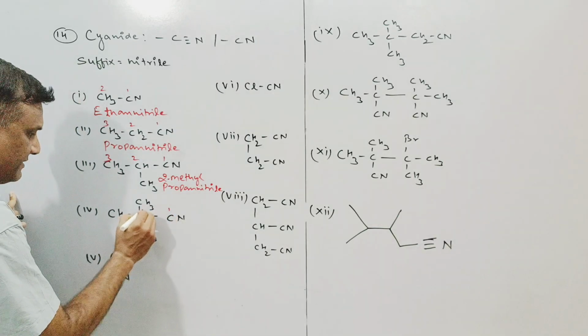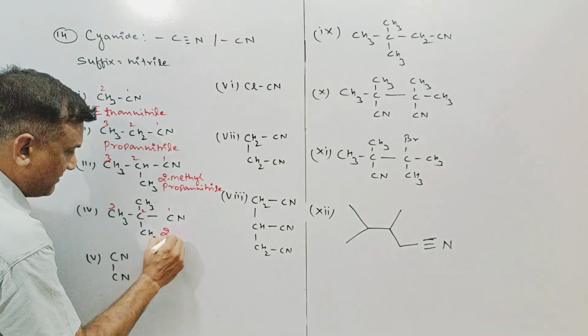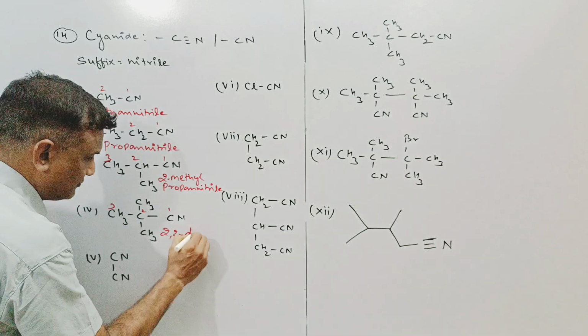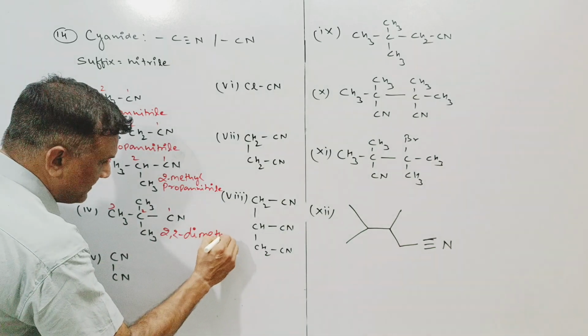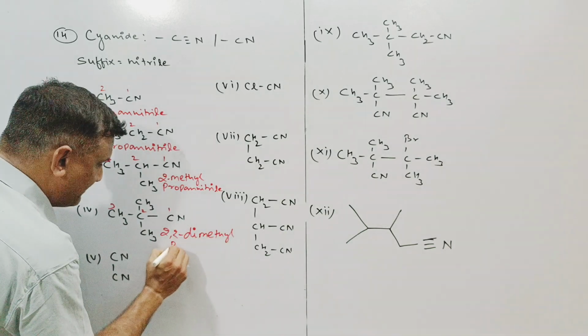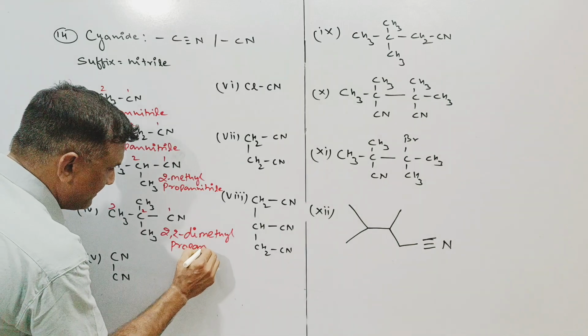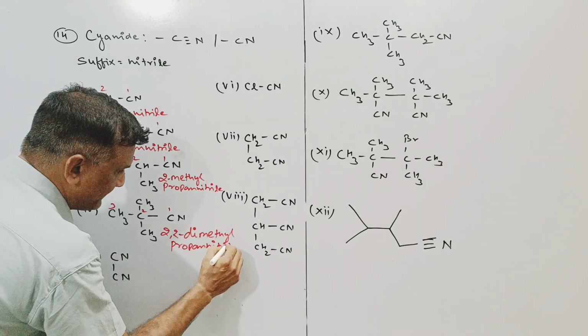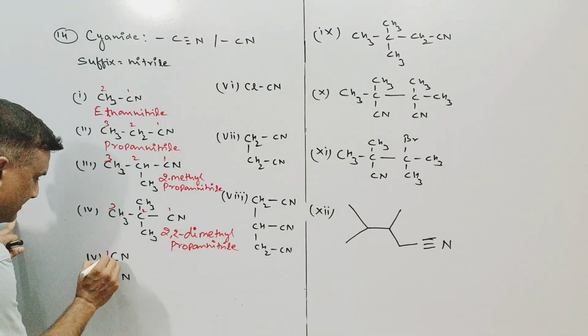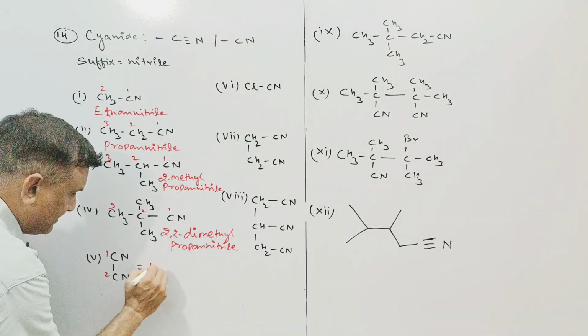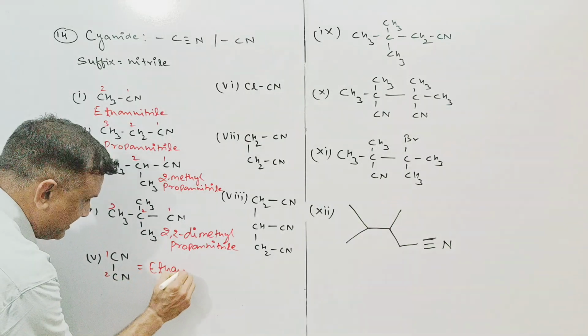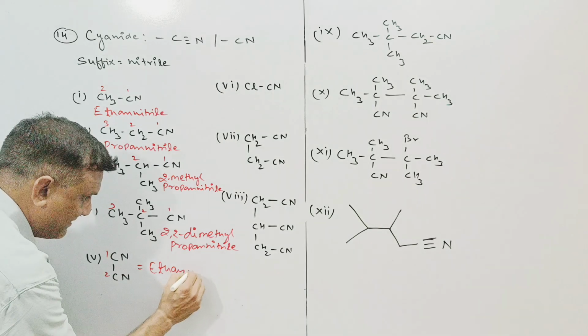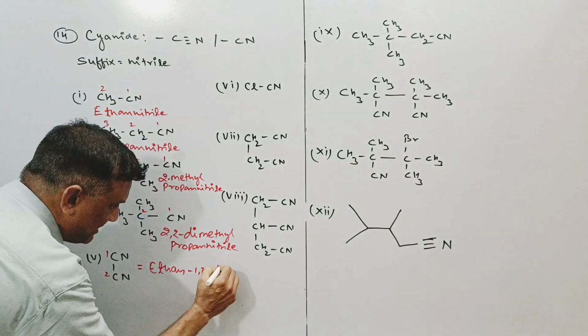For this, it will be 1, 2, 3. Over the number 2 position, there are 2 methyl groups, so 2,2-dimethyl. 2,2-dimethyl, there are 3 carbons in the chain, so propanenitrile. If we go further, then 1 and 2 carbon atoms. There are 2 carbon atoms, so it will be ethane, single bond present. That's why it is ethane-1,2-dinitrile.